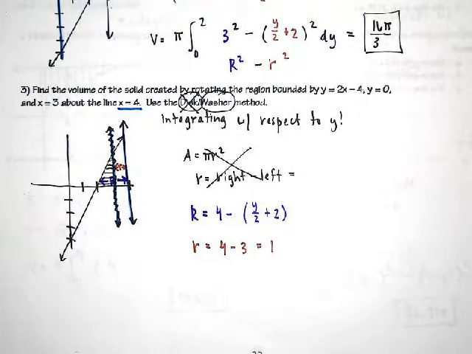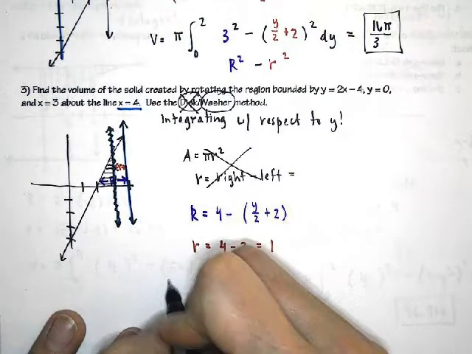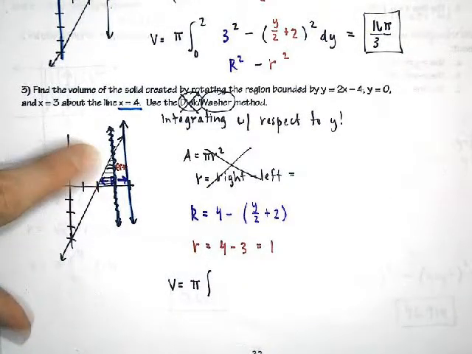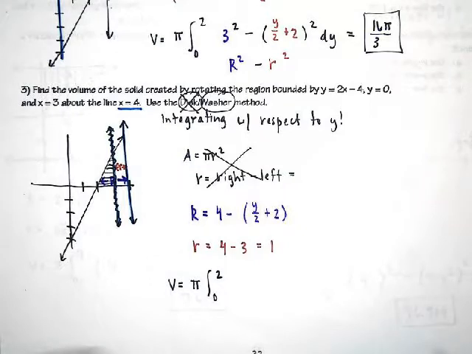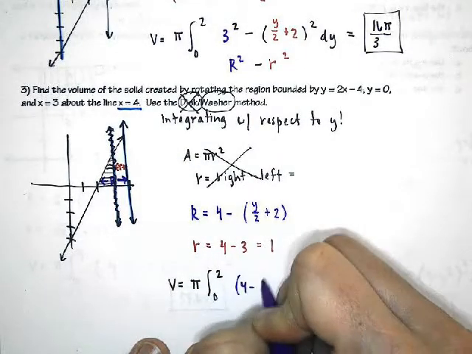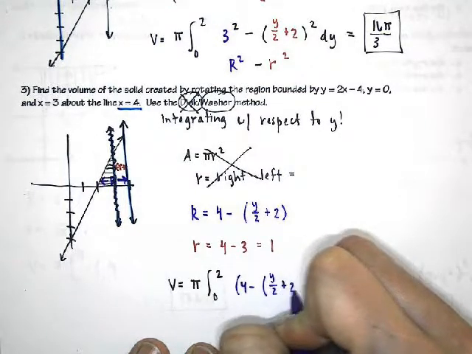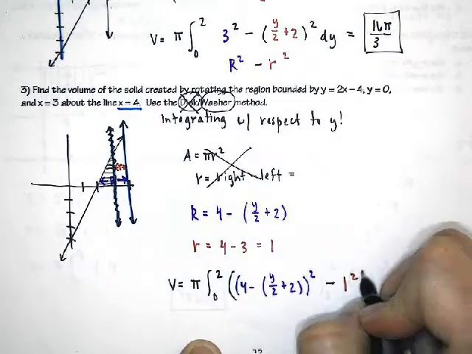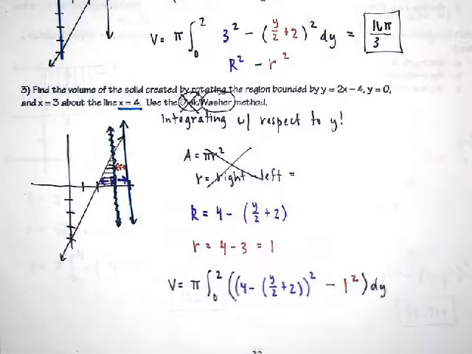So now I've got my big R and my little r. And again, we're going to go ahead and integrate. So our volume is pi times the integral. Again, our y limits are from 0 to 2. Now I'm going to have my big R squared. So it's going to be 4 minus y over 2 plus 2, quantity squared. And I'm going to subtract my little r squared. And then we're integrating with respect to y.